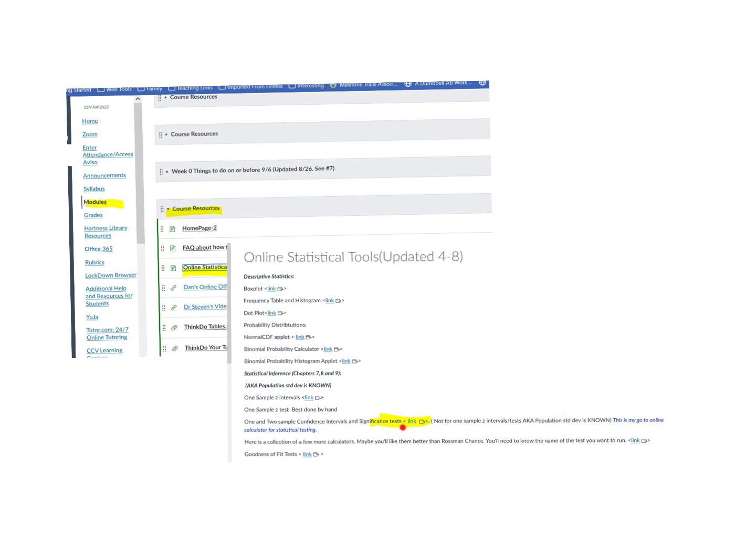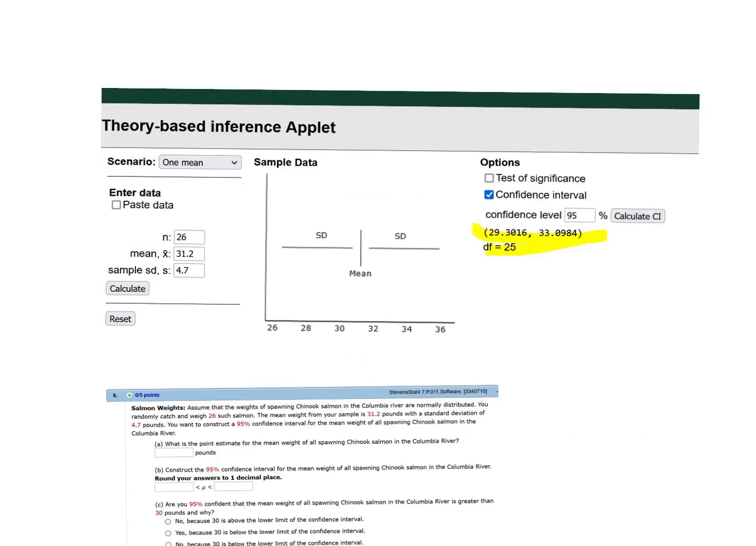So anyway, we're going to go out to this applet and click on that Rossman Chance applet. I entered the mean, the average for that sample of 26 salmon we caught, and the sample standard deviation. We don't have to do that central limit theorem standard deviation change here because the applet does it. Click calculate, it'll draw this little graph. I'm not quite sure what that graph means. I never really pay attention to it. And we're going to do a confidence interval. We set our level of confidence, and here's our lower limit, here's our upper limit.